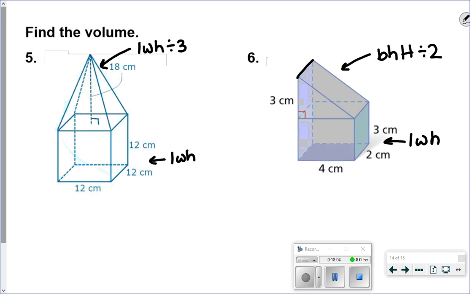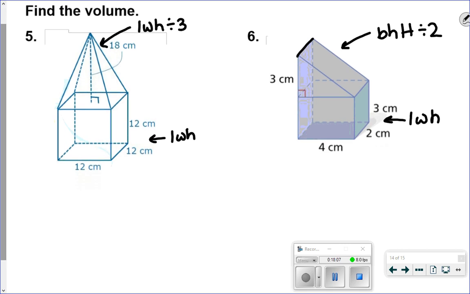All right, let's go ahead and check our answers. So I'm going to start with the pyramid on the top there for number 5. If I look at my cube, these top sides will also be 12, same as the bottom. So that gives me the numbers for my pyramid. I'm going to do 12 times 12 times 18 divided by 3 to find the volume for my pyramid. Okay, so when I multiply those out and divide by 3, I get 864 centimeters cubed. I'm going to go ahead and just wait on my labels until the end.